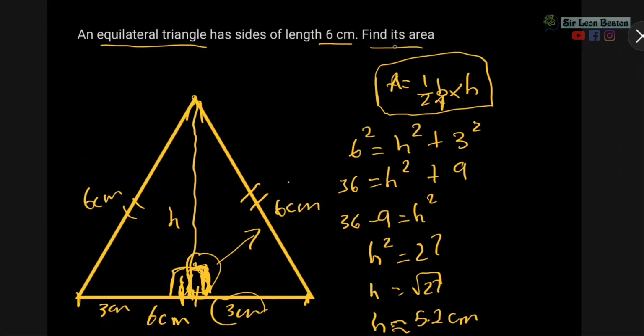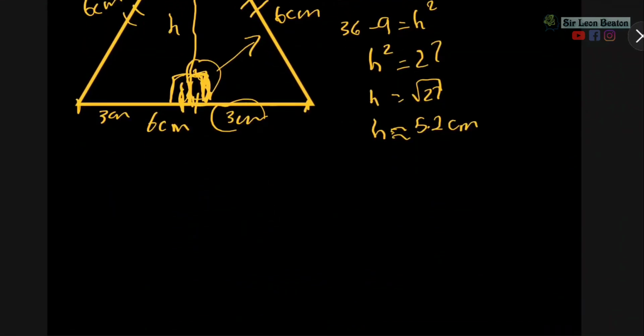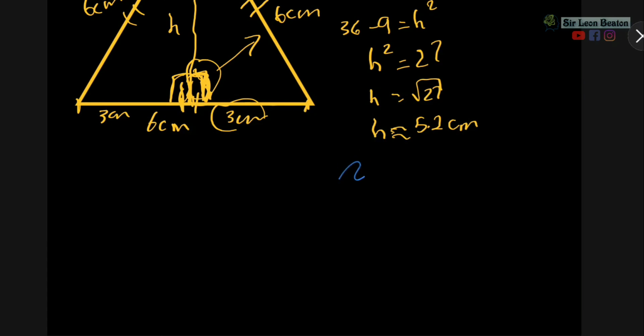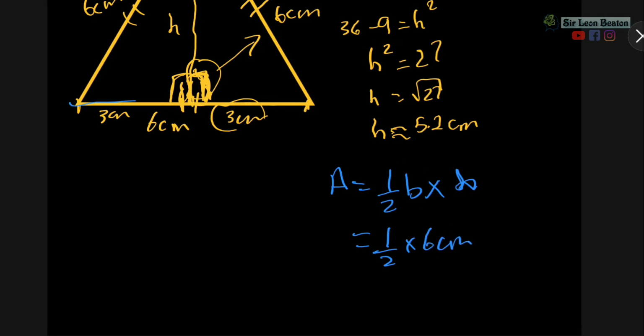It asks us to find the area. So we need to use the formula now to find the area of the triangle. The formula to find the area of a triangle is half base times height. And we know all the components now. Half, well, that's a constant, times the base, which will be 6 cm, because the base of the entire triangle is 6 cm, times the height, which we just found, 5.2 cm.